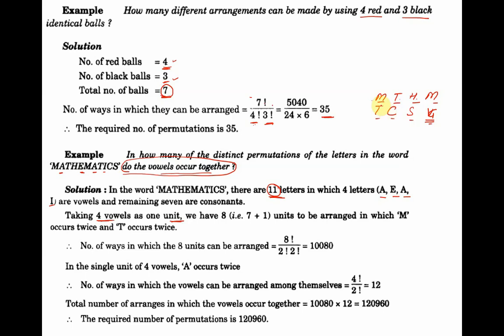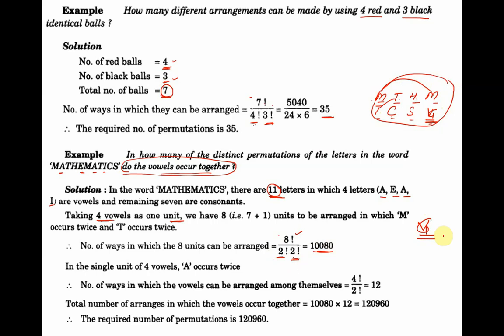Now out of these 8 objects, 2 objects are of one kind, 2 are of another kind, and the remaining 4 are all different. So the number of permutations using the same formula will be 8 factorial divided by 2 factorial into 2 factorial. As there are 2 M's, I have 2 factorial. As I have 2 T's, I have 2 factorial. So now these 8 objects can be arranged in 8 factorial by 2 factorial into 2 factorial, that is 10,080 ways. Now let's talk about the vowel group.